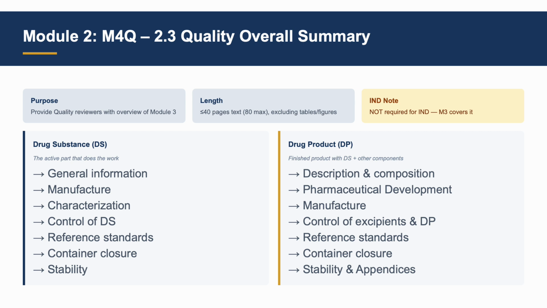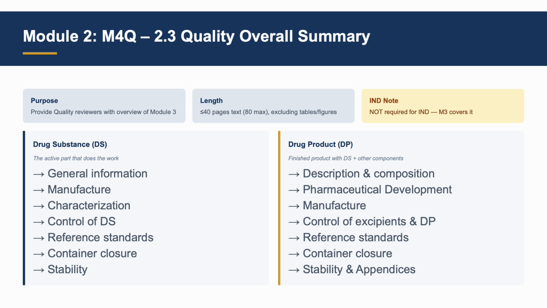There are important length constraints for the QoS. The document should not exceed 40 pages of text, with an absolute maximum limit of 80 pages. This limit excludes tables and figures, which can be as extensive as needed. This page limit enforces discipline in writing. You must be concise and focus on the most important information.